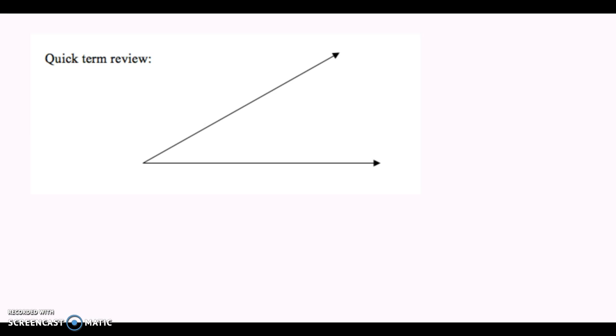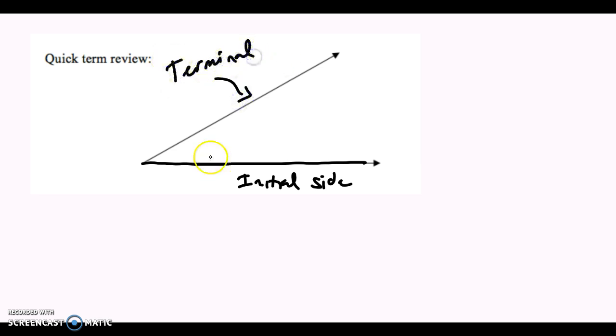A quick term review. If I start with this side, it is called the initial side of the angle. This ray is going to be the terminal side. And I'm assuming that the angle opened up in this direction. It rotated in that direction. The next problem we'll use the terms terminal side and initial side.